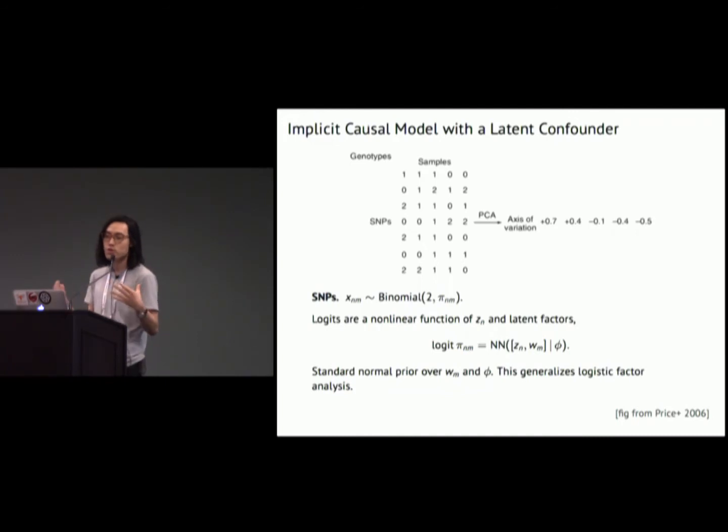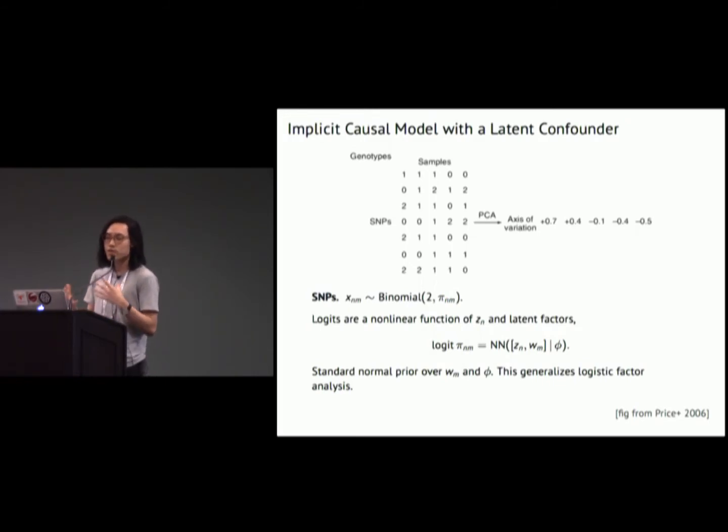The way we do this is to posit a binomial distribution over 0, 1, or 2, and we're going to say that the logit probabilities of that binomial are some nonlinear function of the confounder and these latent factors. In this figure, what I'm showing is this old idea from genomics where they've applied PCA, principal components analysis, to basically project the millions of SNPs onto a lower dimensional space. And what we're doing here is basically the exact same thing as PCA, but making it nonlinear.